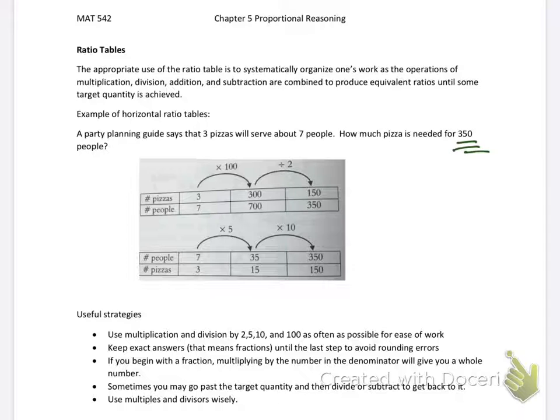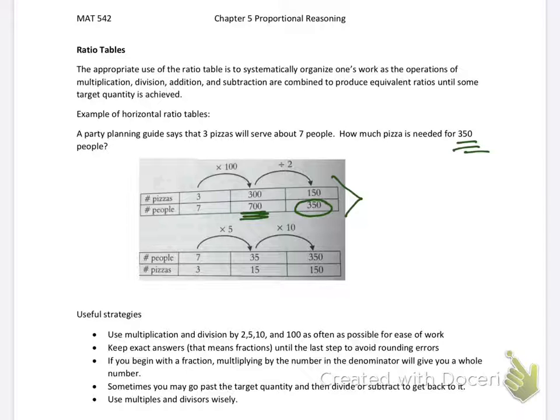Okay, so let's think about this. I guess I'm there. Let me reformat my thoughts here. Okay, so in this top horizontal one, here is your goal. Your goal is the 350. I overshot my target here and got to 700, but that was good because that allows me to divide by 2 and come back to 350. So I get 150 for the number of pies I need.